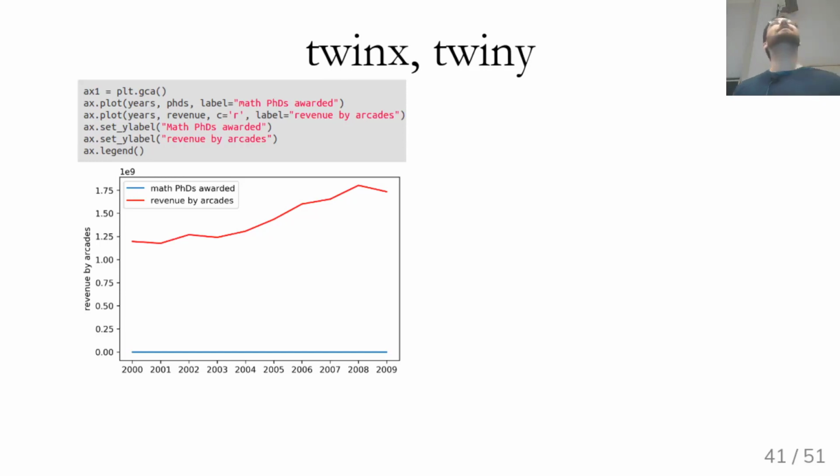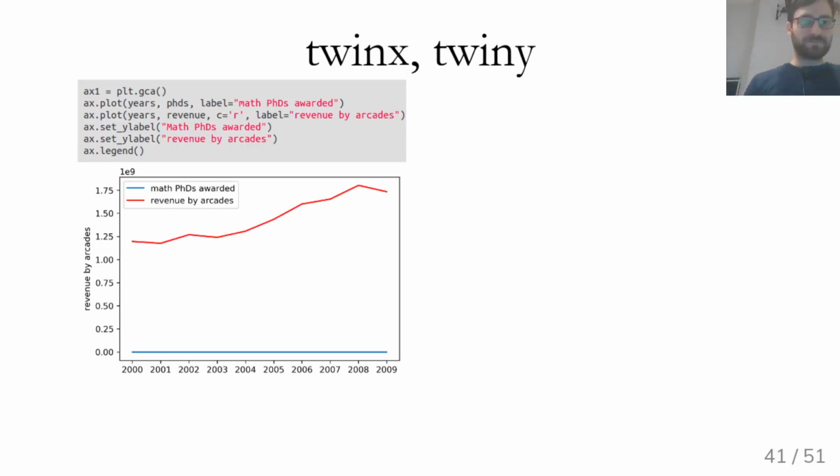wait, can I do powers of 10? This is billion, right? It says something like they made about $1 billion in 2000. And so that's obviously way, way higher than the number of math PhDs. So the math PhD line just looks like a flat zero.